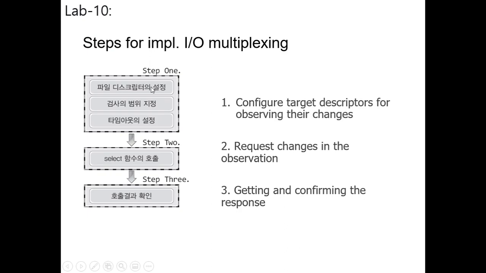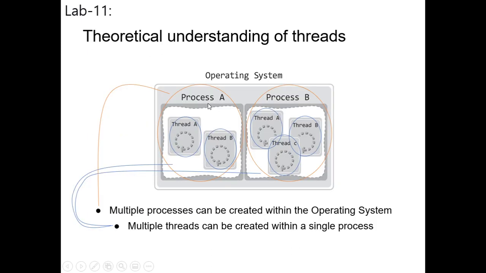The point is that I/O multiplexing would be divided into three parts: configuring target descriptors for observing their changes. The second step, requesting change in the observation. Three is getting and confirming the response.